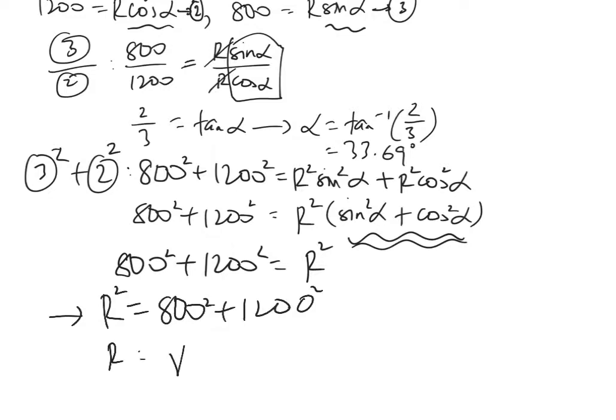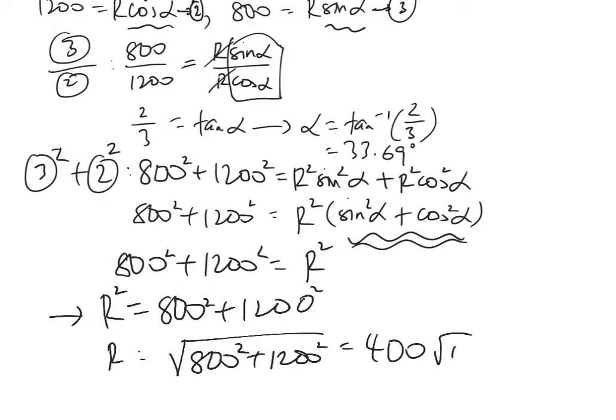R is just the square root of this whole bunch of terms. If you simplify these surds, you will be able to get a value of 400 square root 13 in exact form. So there you go, you have found the value of r already.